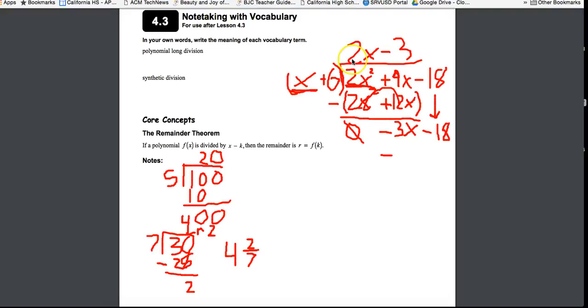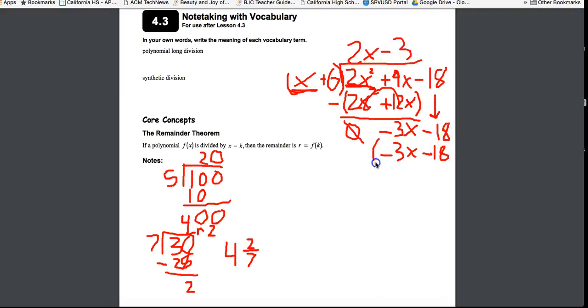So again, just to do this one more time for everyone, we are looking now down here. What do we need to multiply x, our first term, by to get negative 3x? So we got x times negative 3 equals negative 3x. And just like the previous problem, we're multiplying our whole polynomial times negative 3. So negative 3 times 6 gives us negative 18.